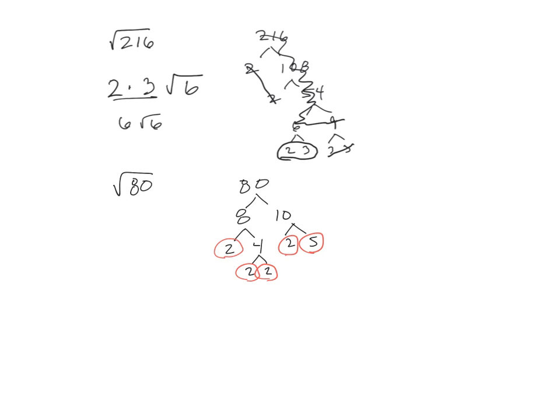All right, so if we take a look, we're looking for pairs of numbers. So here is a pair of 2s. So that means this 2 is allowed out. Here's another pair of 2s. So there's another 2 allowed out. The 5 is all by itself, so it stays home, and the square root of 80 is 4 radical 5.